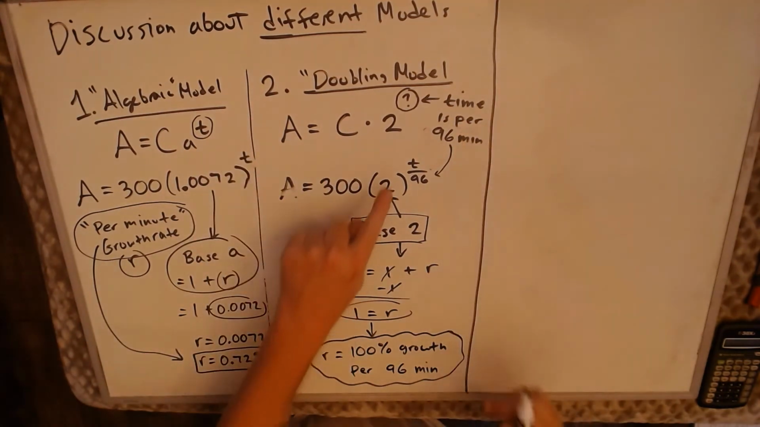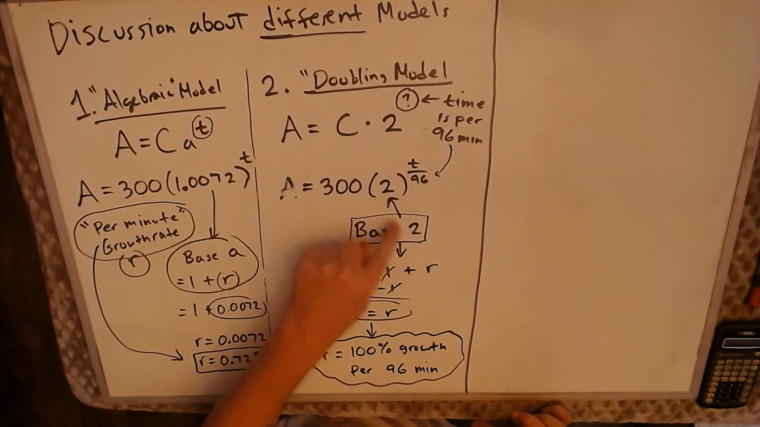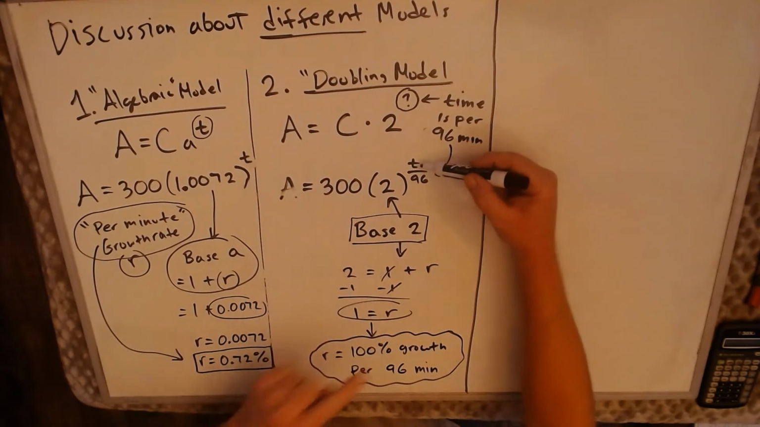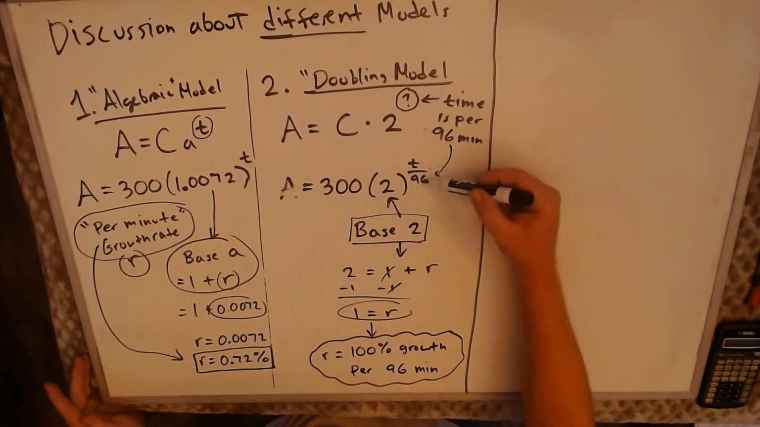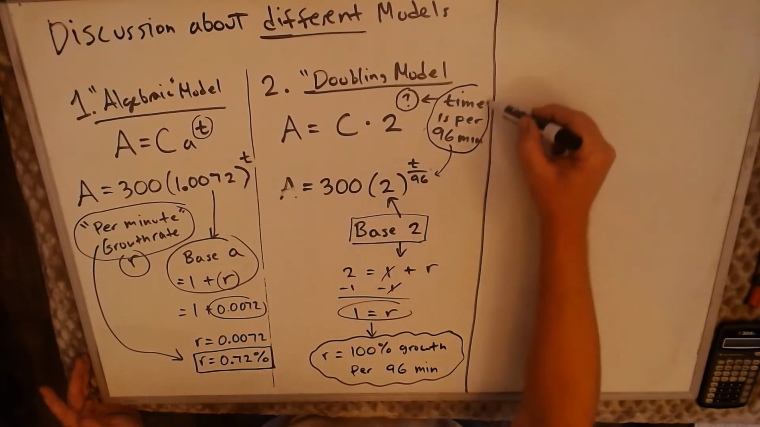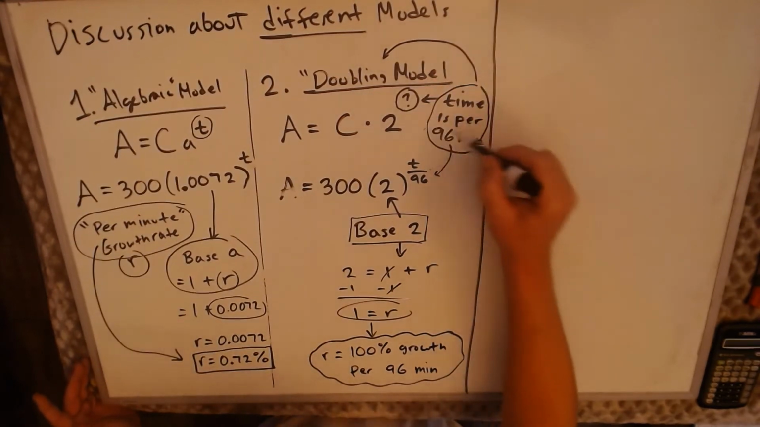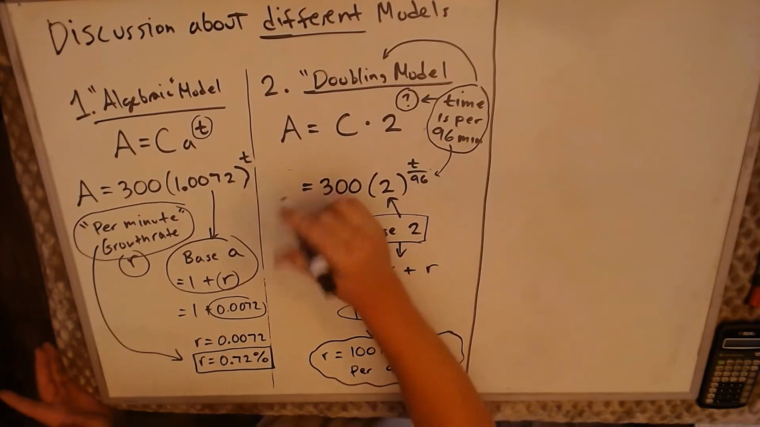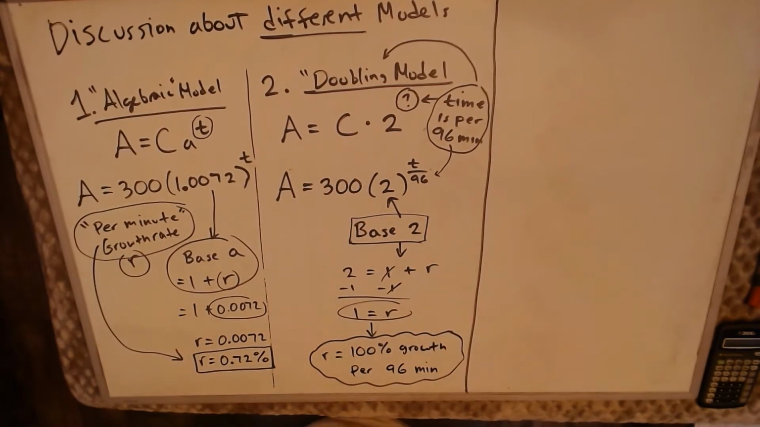This model, what's easy about it is the base. Look at the base. The base is easy, but now look at the price you pay. Now you don't have an easy exponent. Every time you want to plug in a value, you've got to divide it by 96, because your unit of time is not based on minutes, it's based on every 96 minutes. So it's treating 96 minutes as if that's 1 cycle or 1 unit.